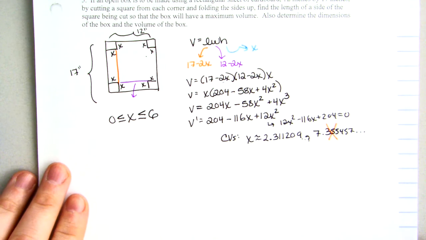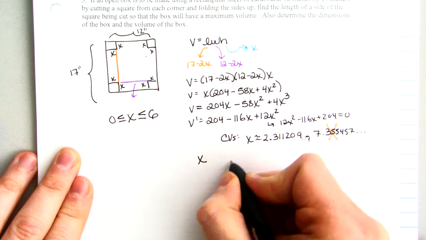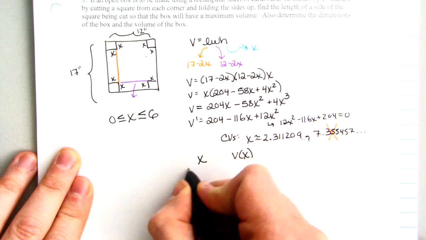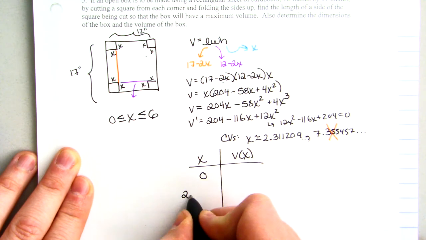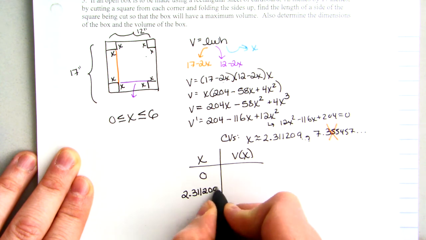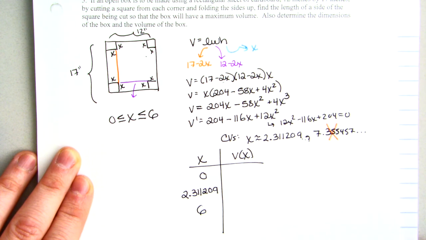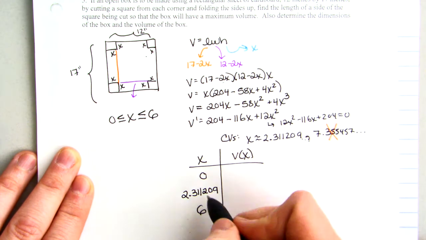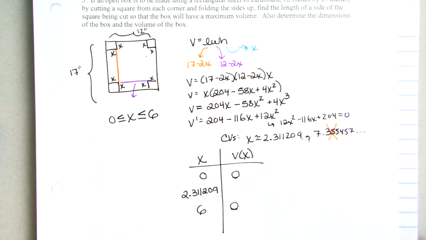We now need to go and set up our candidates test, which we can do because we have a closed interval over there. Find the volume for those 3 x values. And you know what? I'm going to cheat. 0, 0. Tell me what the volume is when x equals 2.311209.